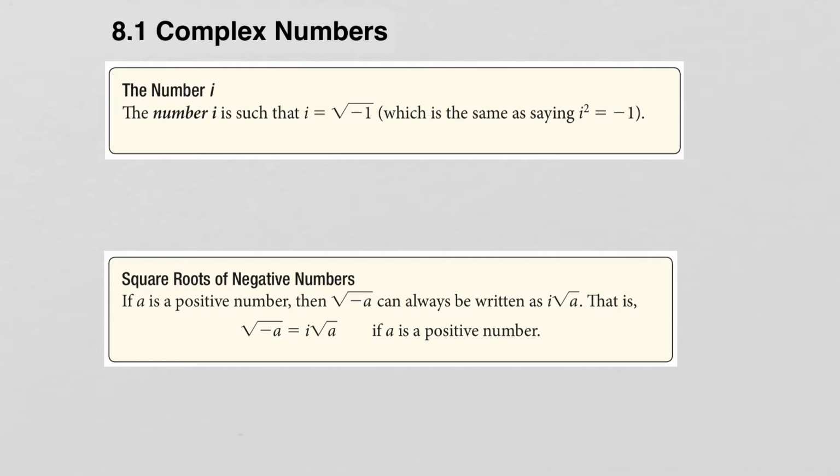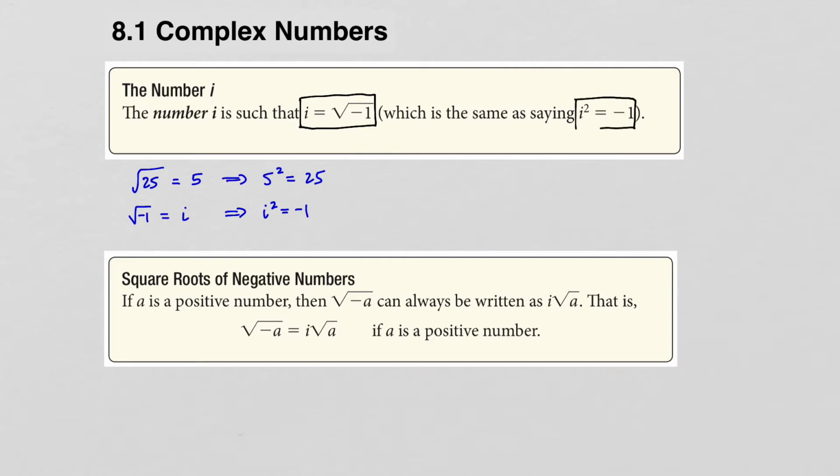So let's just think about what the square root of 25 is. Square root of 25 is 5, and this is because 5 squared is equal to 25. So when we say that the square root of -1 is equal to this number that we call I, what we're saying is that I squared is equal to -1, and you can see that here. And so you need to know the definition of the number I, which is I is the square root of -1. And you also need to know this very important fundamental fact about I, which is I squared is equal to -1.